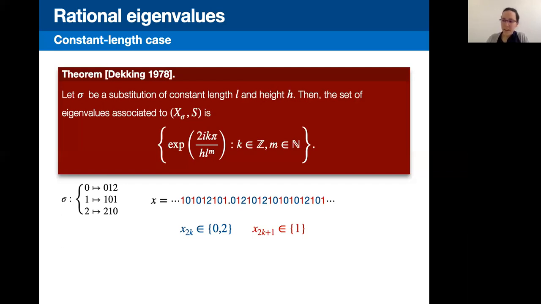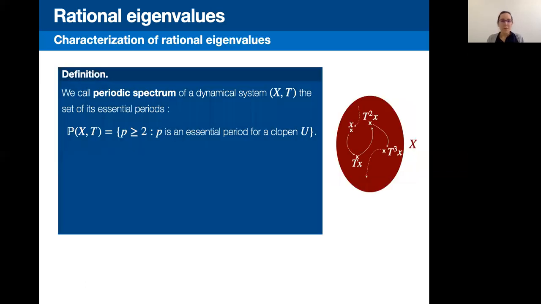So for the constant length case, all the eigenvalues can be calculated very quickly. In the general case, we won't compute all the eigenvalues, but only the rational ones. And we will introduce the following definition. We will call the periodic spectrum of a dynamical system. Here we have the system (X, T), which is not necessarily a symbolic dynamical system.